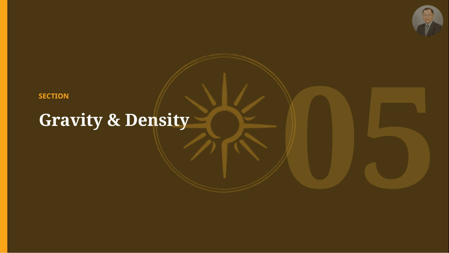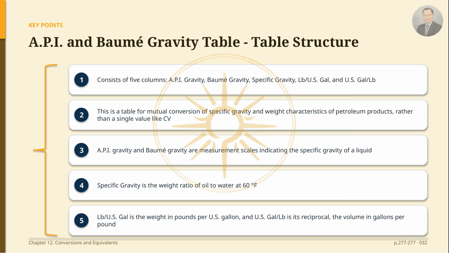Next, we turn to gravity and density. Next, I would like to introduce the structure of the API and Boehme gravity table. This table consists of 5 columns. The first column is API gravity. The second is Boehme gravity. The third is specific gravity. The fourth is pounds per US gallon, lb/U.S. gal. And the fifth is its reciprocal, US gallons per pound, US gal/lb.